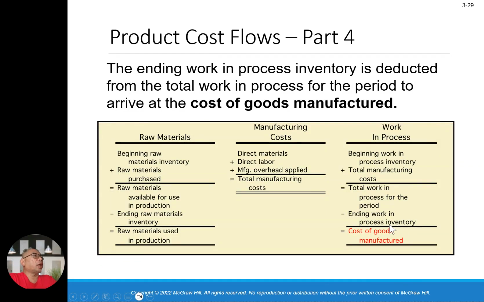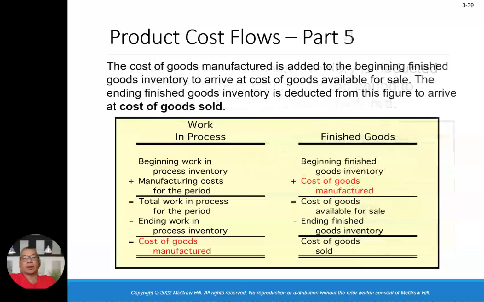So minus ending work in process inventory equals cost of goods manufactured. Okay, so how are you going to go about here? Look at the cost of goods sold: the cost of goods manufactured is added to the beginning finished goods inventory to get the cost of goods available for sale, and the ending finished goods inventory is deducted from this figure. It arrives at the cost of goods sold. So this is the logic here. The cost of goods manufactured goes into the finished goods side in terms of calculation there.